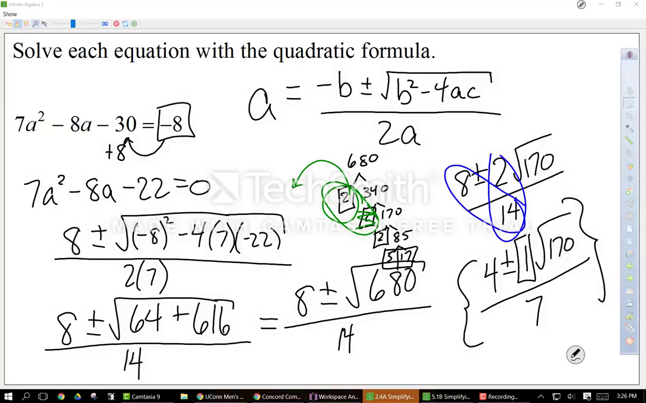This concludes solving quadratic equations using the quadratic formula with irrational roots. The next video will deal with unreal roots, so complex imaginary roots. So if you need help with that, stay tuned for the next video.